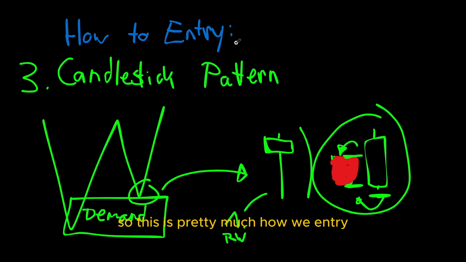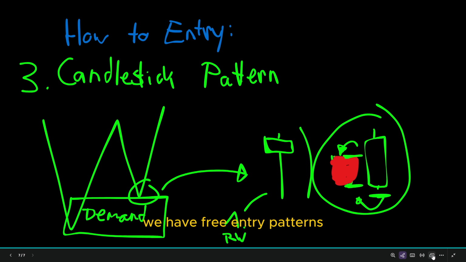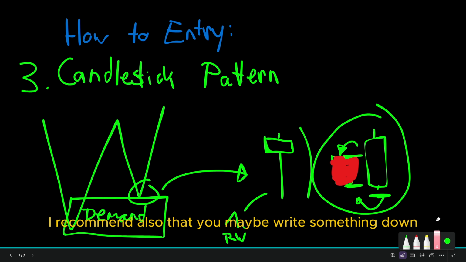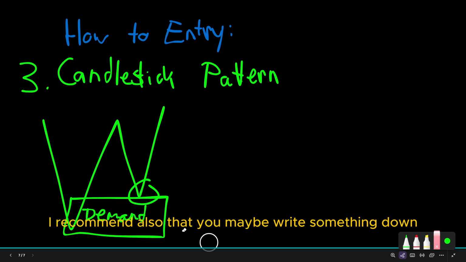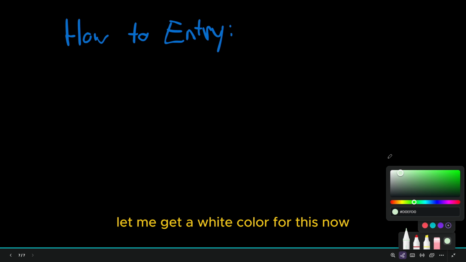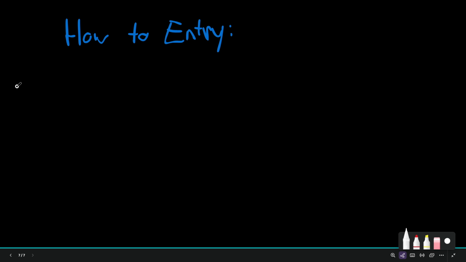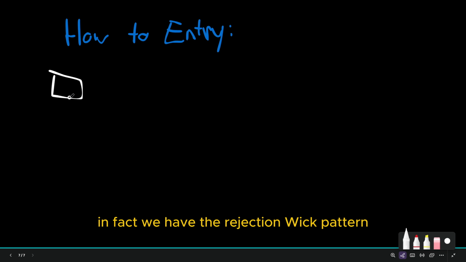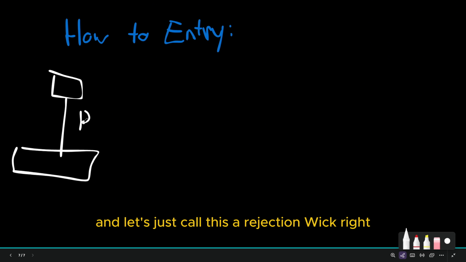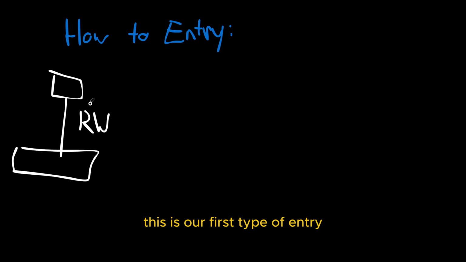So this is pretty much how we entry. We have 3 entry patterns. I can write them down on one page for you so you can screenshot them. I recommend also that you maybe write something down so you don't forget it. But in fact we have, let me get a white color for this now, in fact we have the rejection wick pattern once we touch the zone, and let's just call this a rejection wick, right? This is our first type of entry.